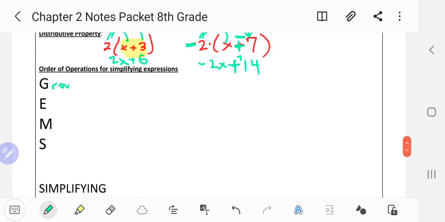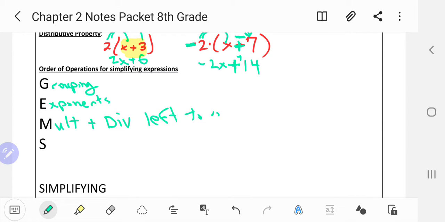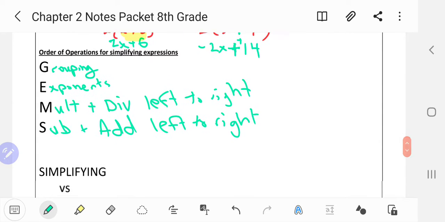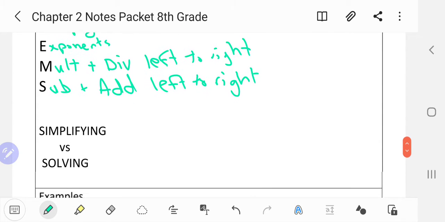Okay, don't forget GEMS. We got grouping symbols first, then exponents, then multiplication and division left to right, and we have subtraction and addition also left to right. Sorry, my scribbles. I'm just trying to make this short for you so that it doesn't take a long time.